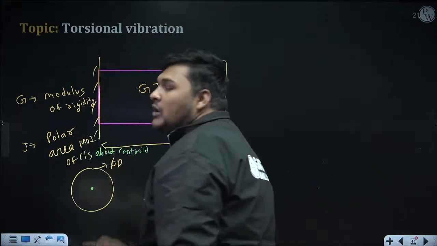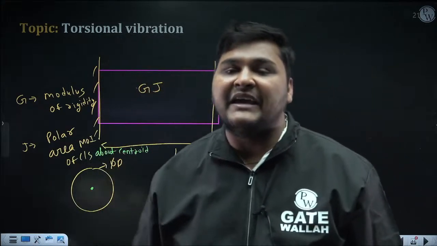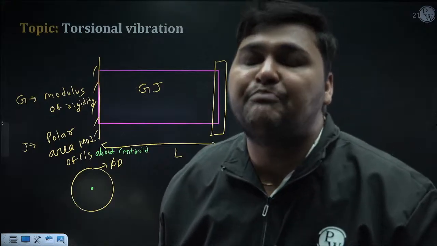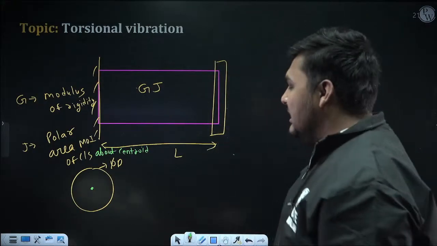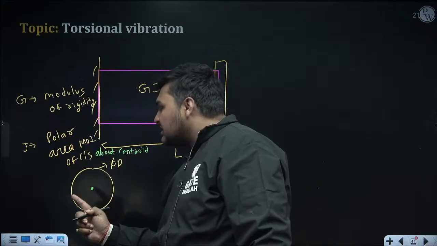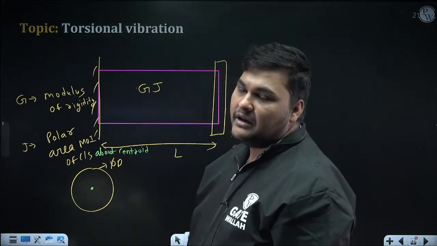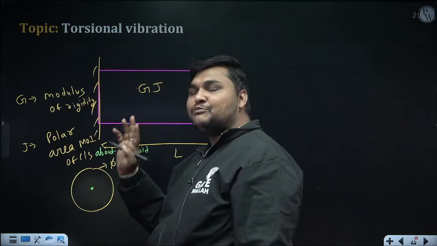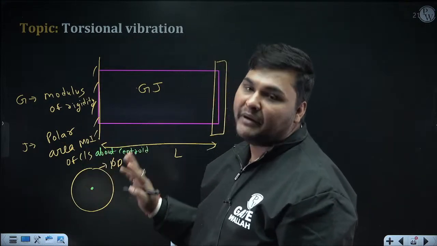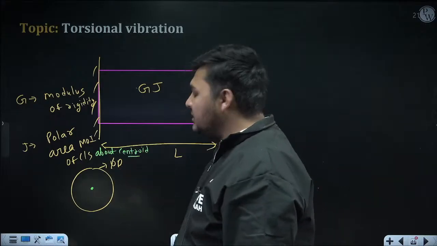Whenever I say polar area moment of inertia, it means the area moment of inertia of the cross section about the axis perpendicular to the cross section. Suppose the perpendicular axis of the cross section is Z. So it is the polar area moment of inertia about the centroidal Z axis. But whenever I use the word polar, it is by default the area moment of inertia about the perpendicular axis passing through the centroid.